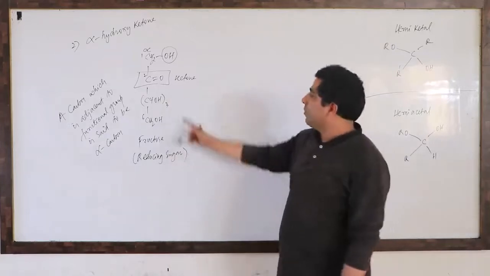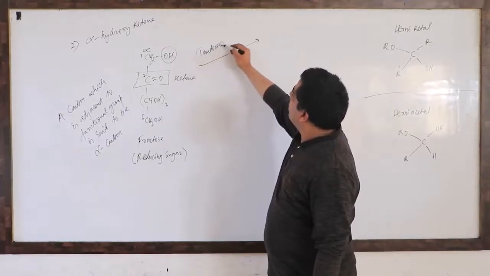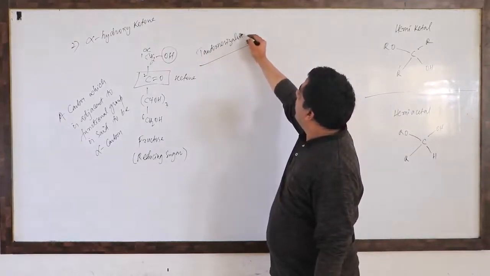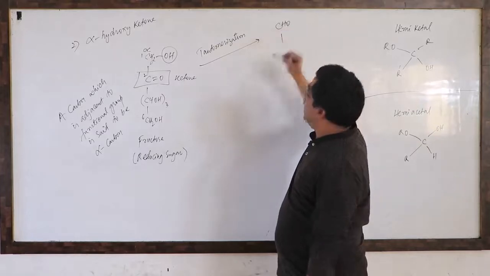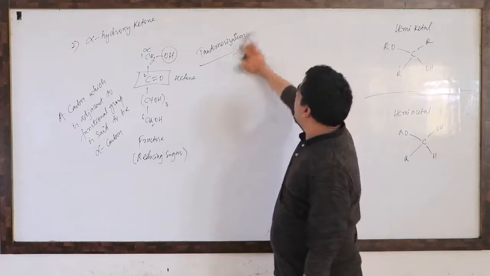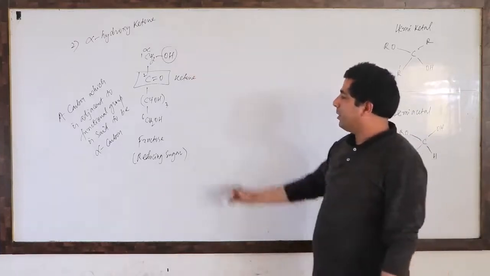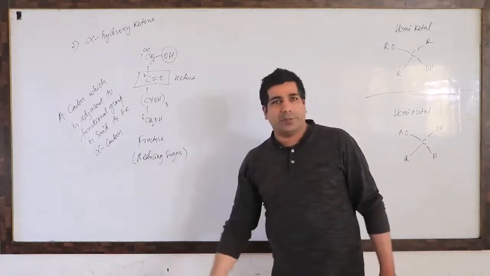What happens to this particular molecule actually? It undergoes tautomerization and changes into the aldehyde group later. Then it gives the test, correct? So we need not go into that much detail here. So alpha hydroxy ketone is here. So fructose is a reducing sugar, correct?